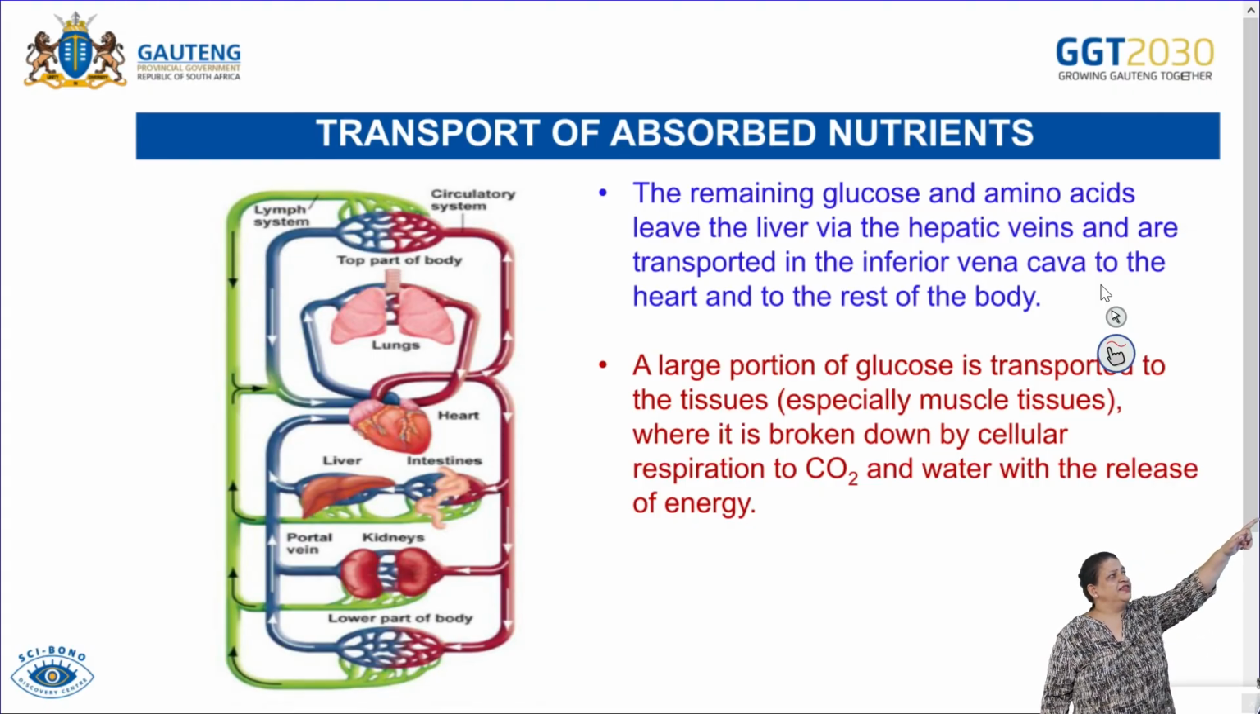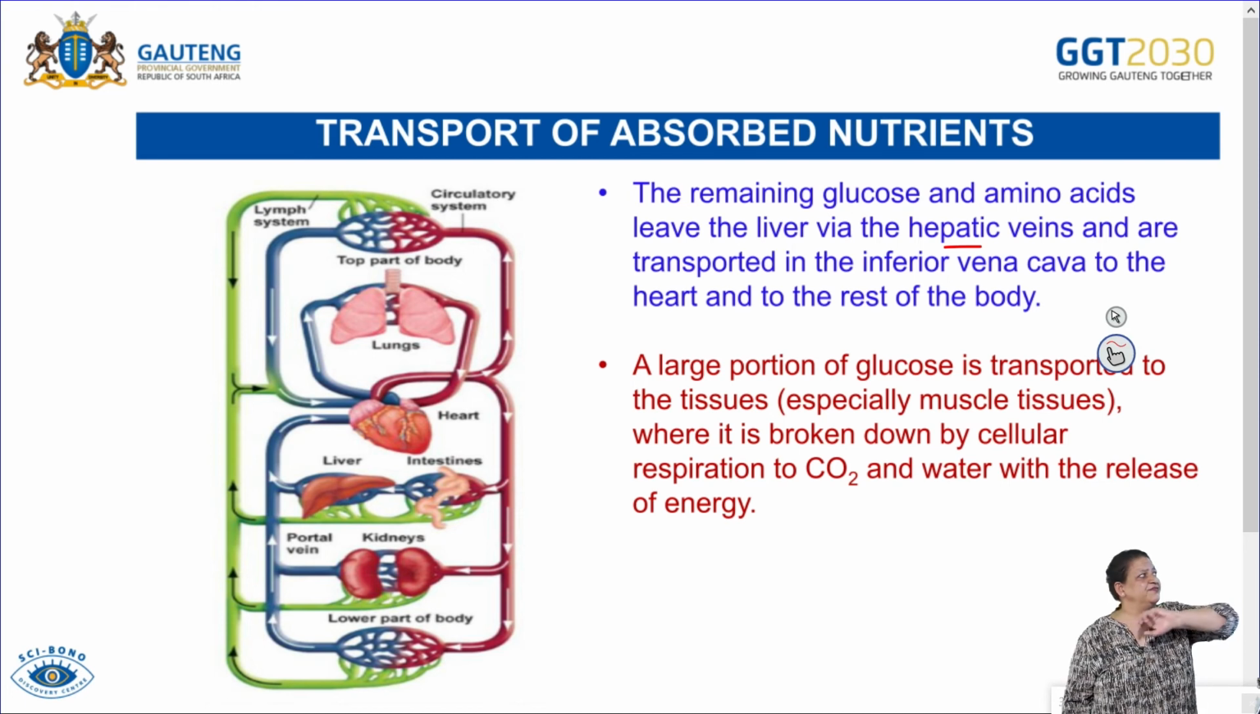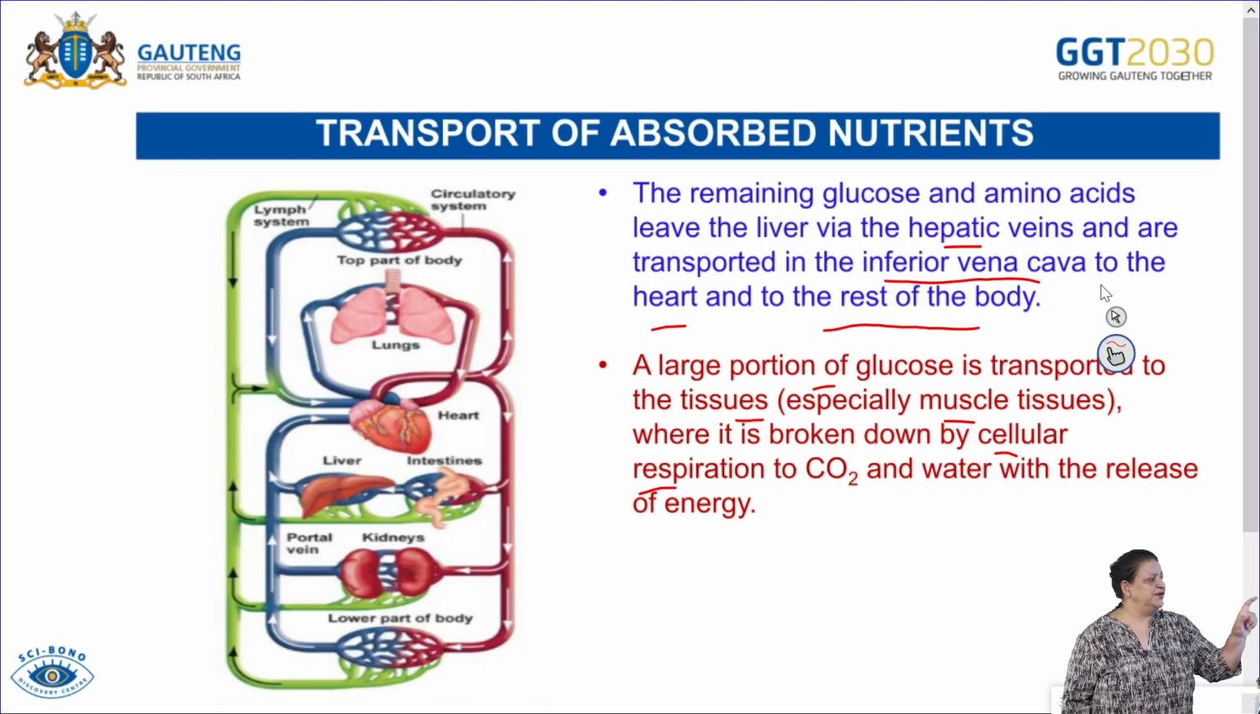So remember, the remaining glucose and amino acids leave the liver by the hepatic vein, transported by the inferior vena cava to the heart and to the rest of the body. A large portion of glucose is transported to the tissues, especially the muscles, where it's broken down by respiration to produce energy. Oxygen is needed, and it produces CO2 and water with the release of energy.